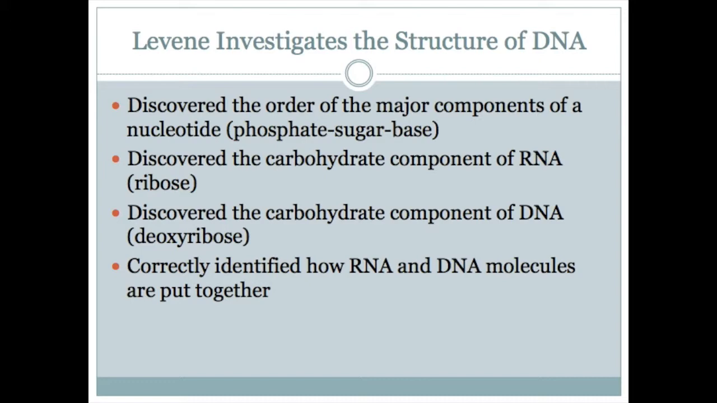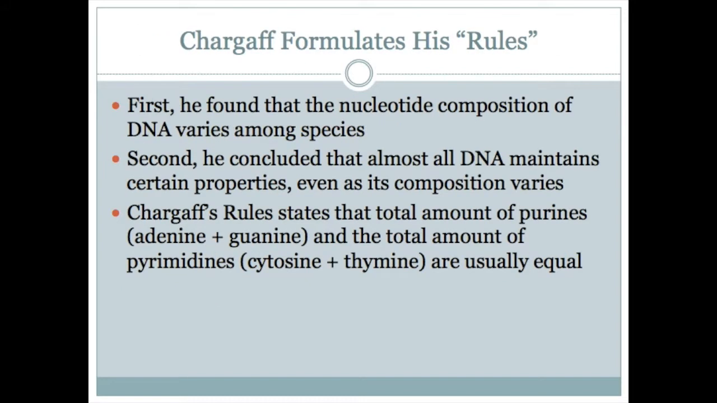Russian biochemist Phoebus Levene discovered the order of the major components of a nucleotide, being phosphate, sugar, base. He discovered the carbohydrate component of RNA, which is ribose, and DNA, which is deoxyribose. He correctly identified how RNA and DNA molecules are put together. Austrian biochemist Erwin Chargaff expanded on Levene's work.